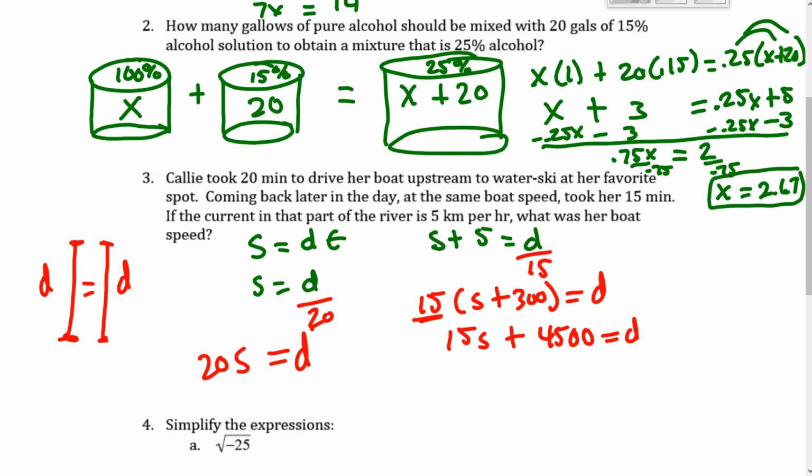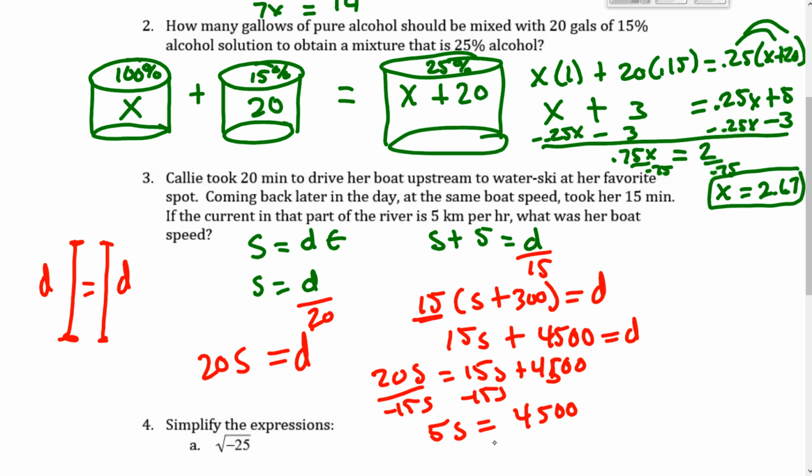Equals d, and our distance is the same, so this d is equal to 20s, and this d is equal to 15s plus 4,500, so we can set those equal to each other. 15s plus 4,500. Subtract 15s on both sides. So we get 5s equals 4,500. Divide by 5, we get s equals 900.